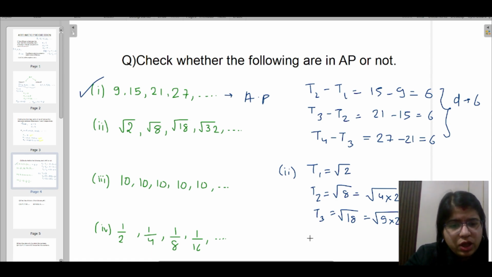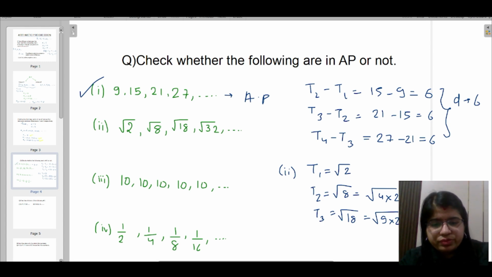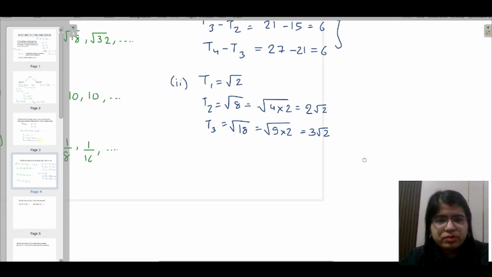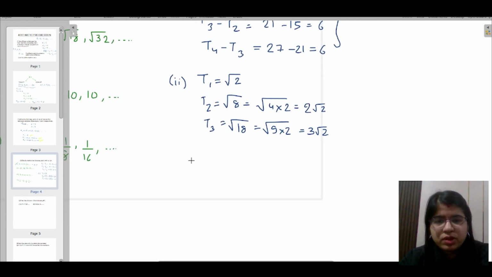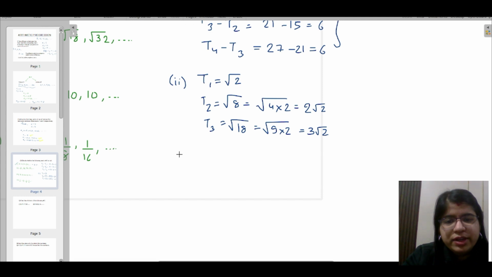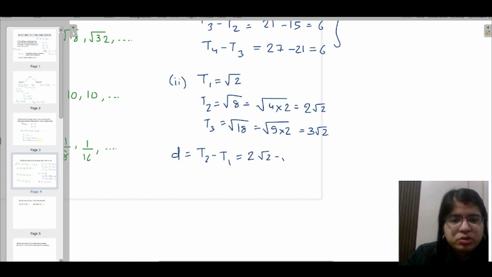So students, for finding whether it is in AP or not, what are we going to say? For finding the common difference, what will we do? We will do t2 minus t1. t2 minus t1 is how much here? 2 root 2 minus root 2. So students, can you tell me what the answer will be? Root 2 you are going to take common, so we will have 2 minus 1. So we will have root 2.